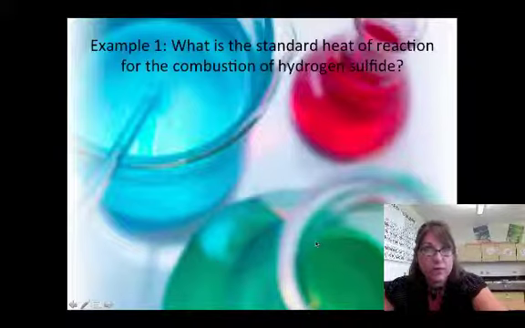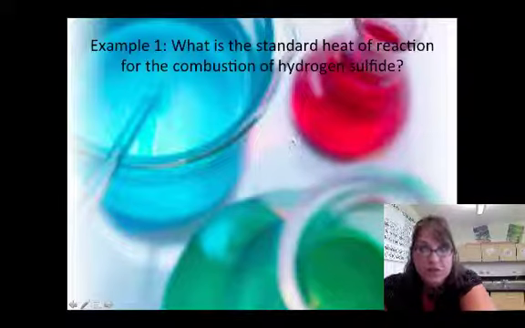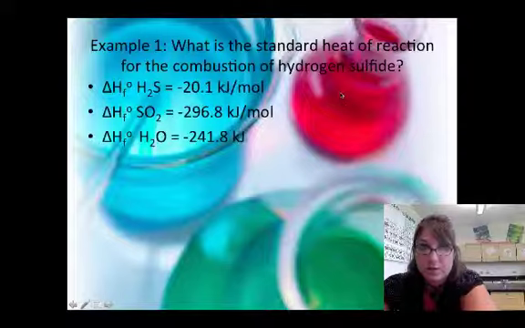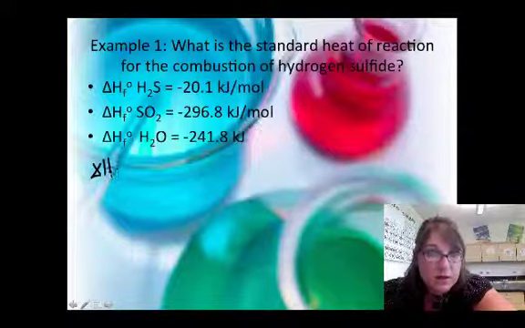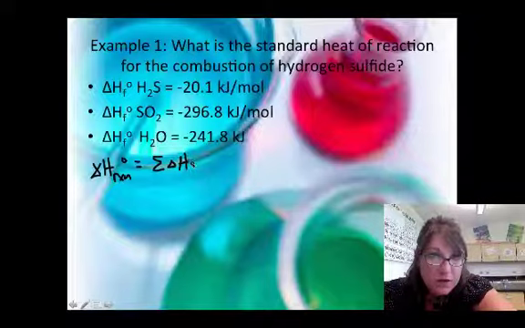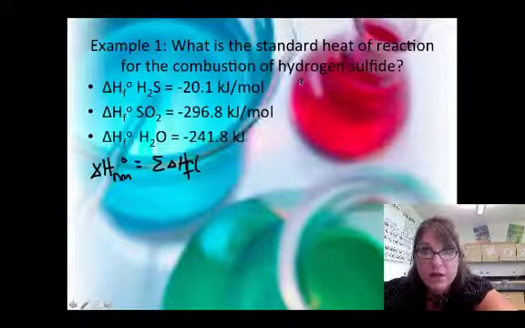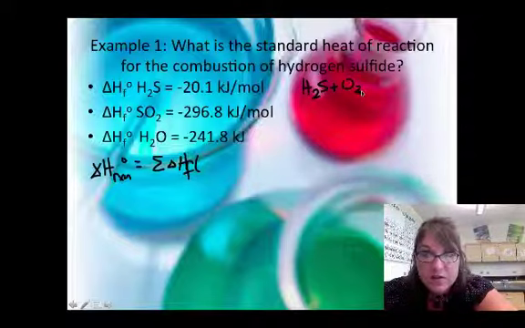So here we go. Example 1, what is the standard heat of reaction for the combustion of hydrogen sulfide? All right, so heat of reaction means we're going to use heats of formation to come up with the heat of the reaction using Hess's law. Here's the data from Appendix C, and let's write that down. Heat of reaction is equal to the sum of the heat of the products. All right, so heats of formation of products. Hydrogen sulfide is being combusted. So let's have a balanced equation for that.